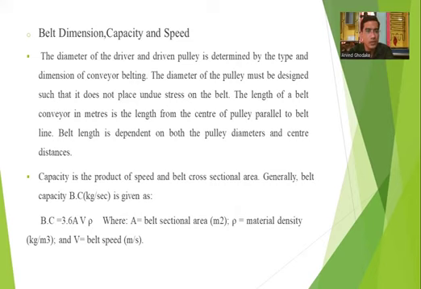Then capacity is the product of speed and belt cross-sectional area. Generally, the capacity of the belt is given by BC equals 3.6 A V rho, where A is the sectional area in meter square, rho is the density in kg per meter cube, while V is the belt speed in meter per second. By using this formula, 3.6 A into V into rho, we can calculate the capacity of the belt conveyor in kg per second.